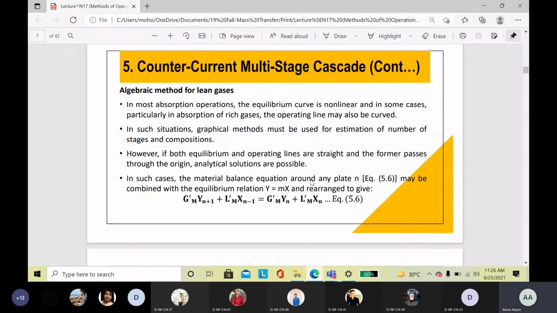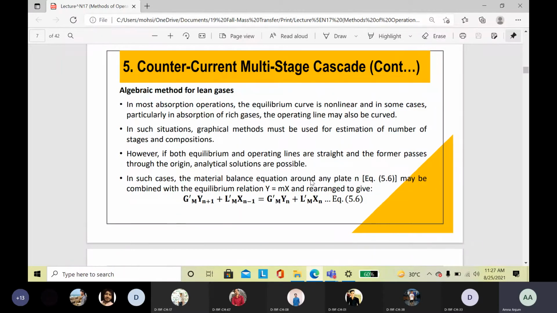Algebraic method for lean gases. In most absorption operations, the equilibrium curve is non-linear, and in some cases, particularly in absorption of rich gases, the operating line may be curved. In such situations, graphical methods must be used for the estimation of number of stages and composition. However, if both equilibrium and operating lines are straight and the former passes through the origin, analytical solutions are possible.